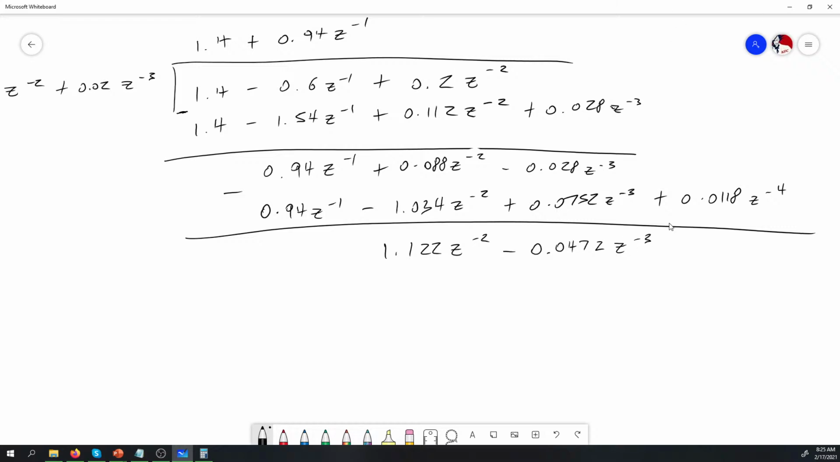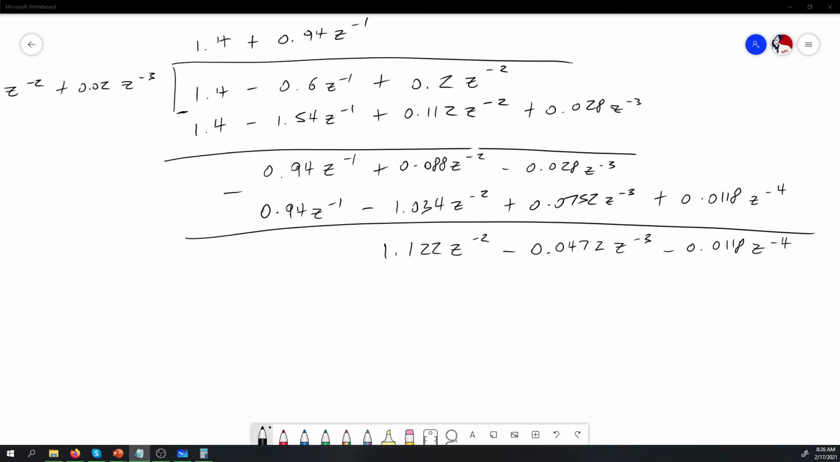And then for the z to the negative 4 term, there isn't one existing here, so that's going to be 0 minus 0.0118, so minus 0.0118 z to the minus 4. Let me just correct my solutions here as well, because I'm going to upload these later on as supplemental notes.